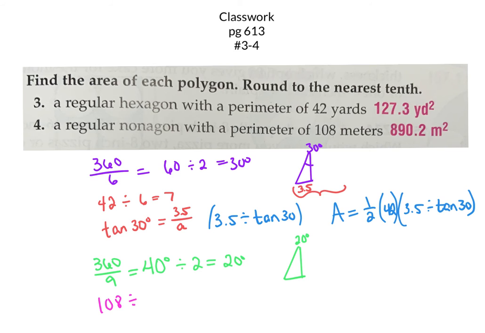Oh, I didn't divide by 2. Divide by 9, right? So what's each side length? 12. 12, which is the whole thing. So I need to make that a 6. So for this one, the area is going to be 1/2 my perimeter. And my apothem for this one is going to be 6 divided by the tangent of 20.